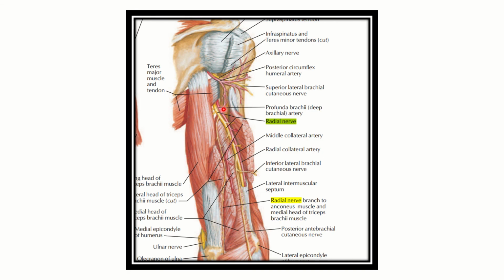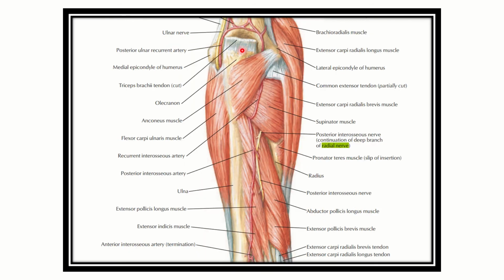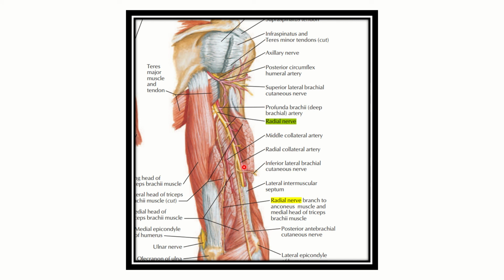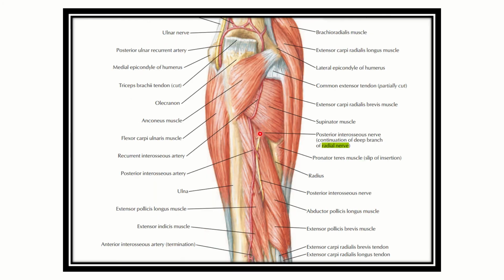So here we can see this is the lower triangular space, and with the profunda brachii, the radial nerve enters, and through the spiral groove between the two heads of the triceps, the medial and lateral head of triceps, it passes, and finally it goes. And in the third picture we can see this radial nerve, some part of it lies anterior in the cubital fossa, then it reaches the posterior aspect of the forearm. So all the muscles of the arm, forearm, and hand are supplied by this radial nerve.